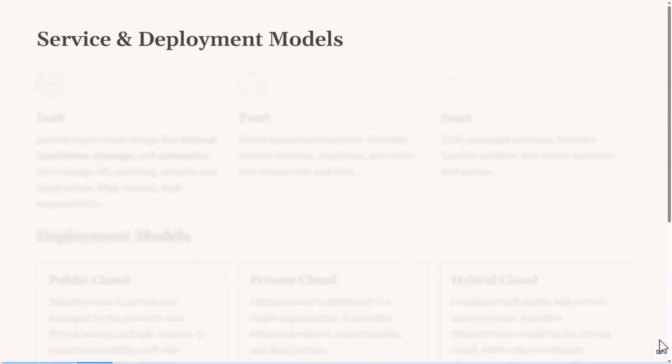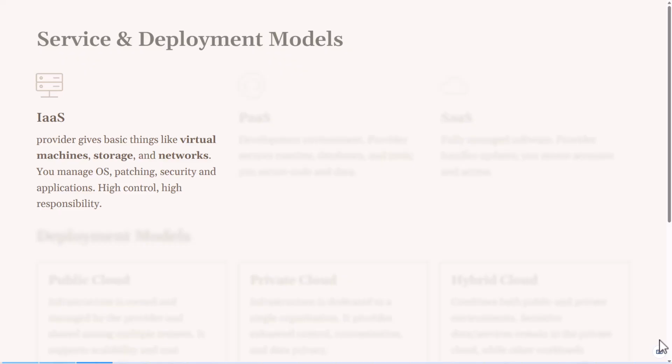Services and deployment models. There are three main service models in the cloud. First, IaaS, Infrastructure as a Service. In this model, the provider gives us basic resources like virtual machines, storage, and networks, but we must manage the operating system, updates, security settings, and applications. This model gives us more control, but it also gives us more responsibility.